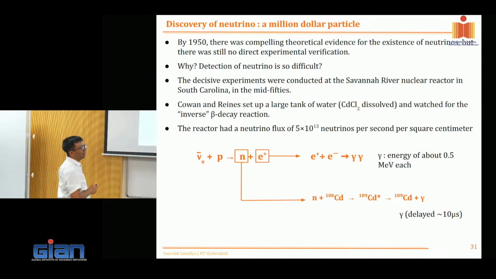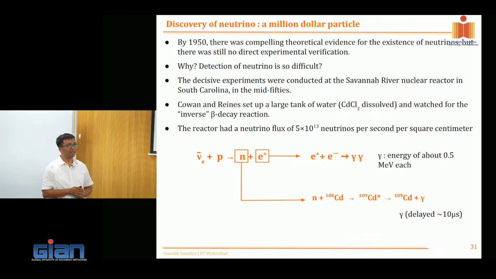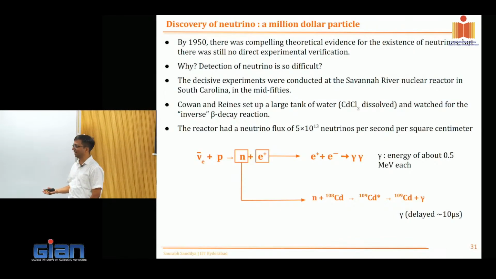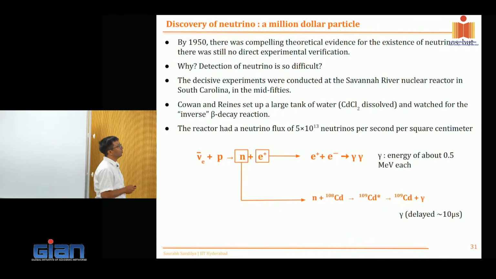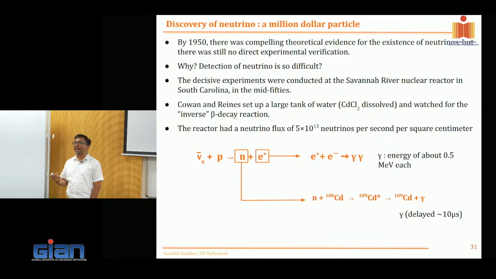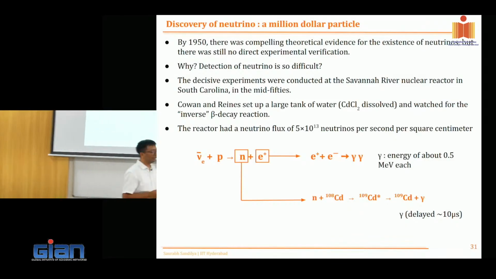So what happens if your antineutrino hits the proton? The water target means lots of protons, hydrogen. So it gives off a neutron and a positron. Whenever a positron comes, it annihilates with matter and gives 2 photons, each of 0.5 MeV, and this neutron is absorbed by cadmium. In your nuclear reactor, you put cadmium rods to absorb neutrons. Similarly here, cadmium absorbs a neutron, goes into an excited state and gives a delayed signal of a photon, which comes out after about 10 microseconds. So you get 2 prompt photons and a delayed photon, a very nice signature for identifying the neutrino.